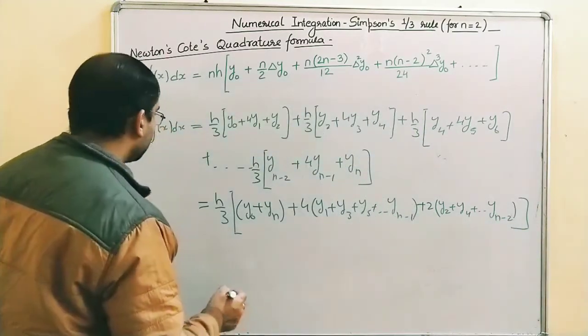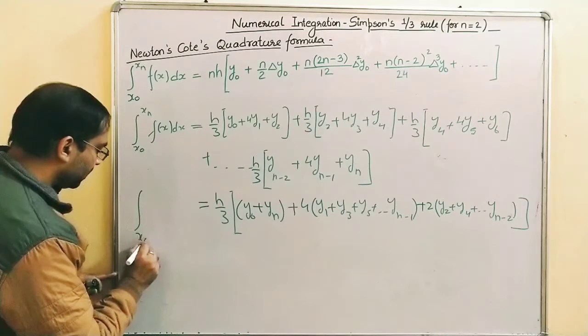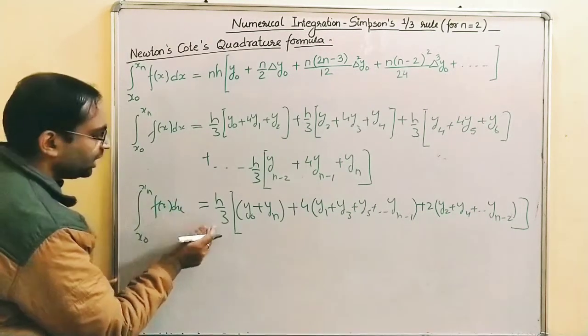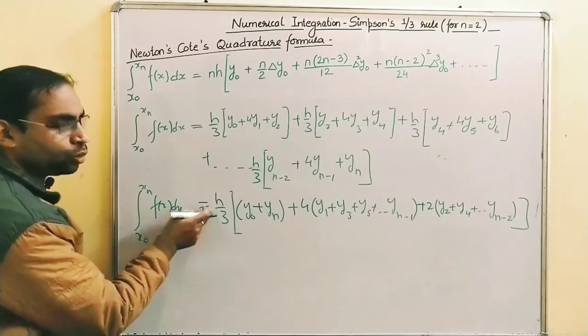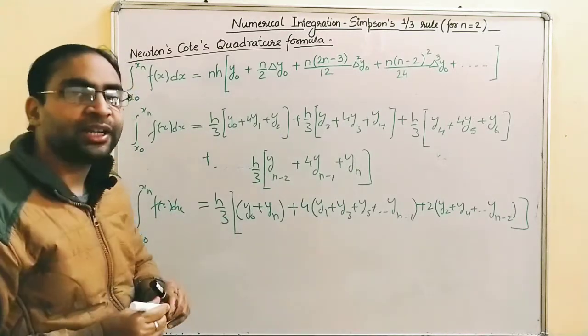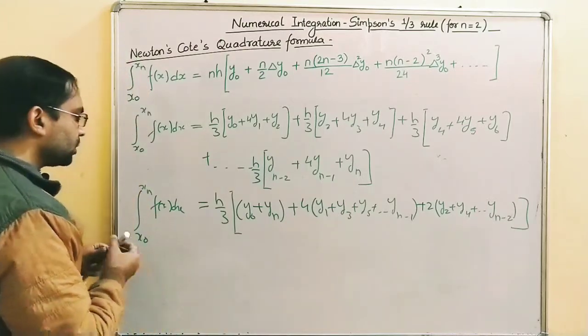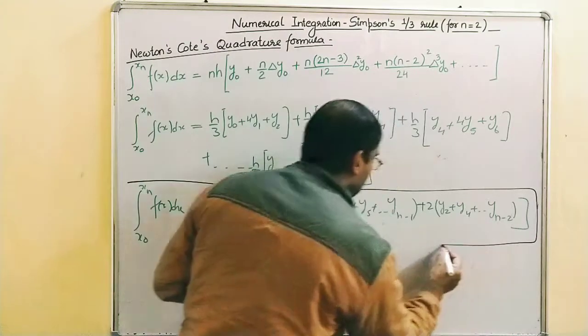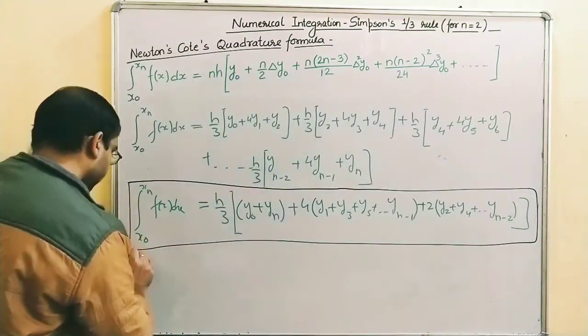So now this is Simpson's 1 by 3 rule. As we can see, in the common term it's h upon 3, 1 upon 3. That's why it is called Simpson's 1 by 3. So this is the Simpson's 1 by 3 rule to get the numerical integration.